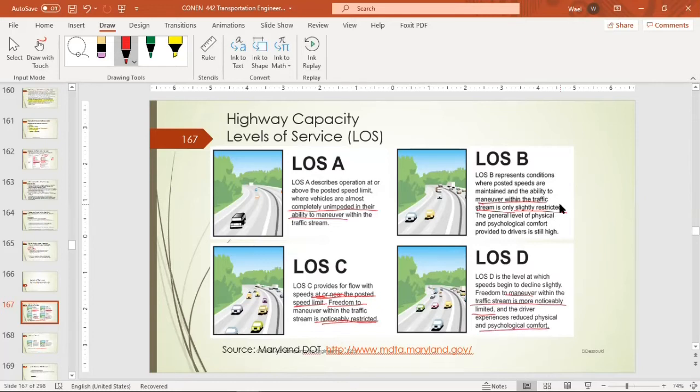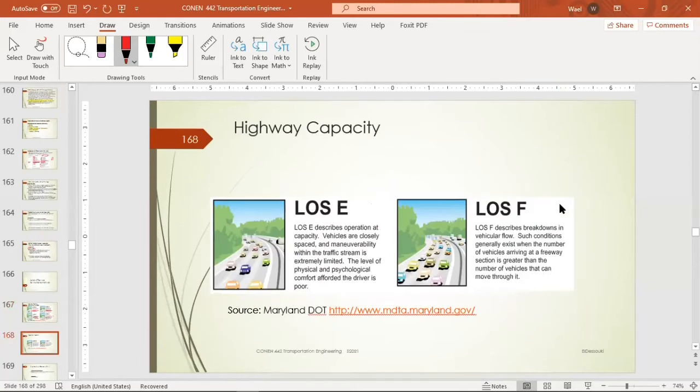That means here the density is higher. The number of vehicles per lane per kilometer is higher here. Here, you are almost driving alone on the road. Here, you have a few more cars. And you see, as the density increases, the level of service decreases.